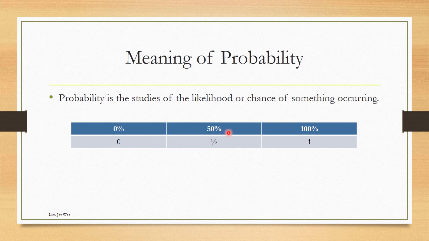And if you say something has a 50-50 chance, which is 50%, 50% is actually 50 over 100, which is actually half, so 1 over 2.